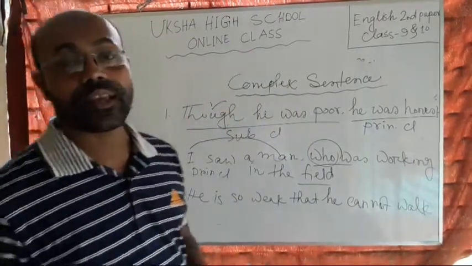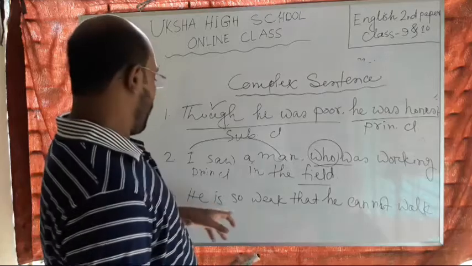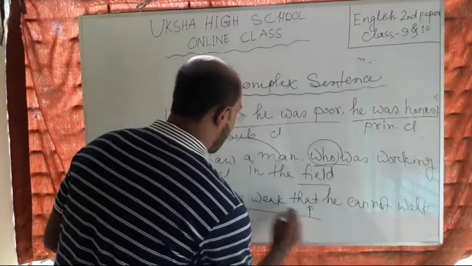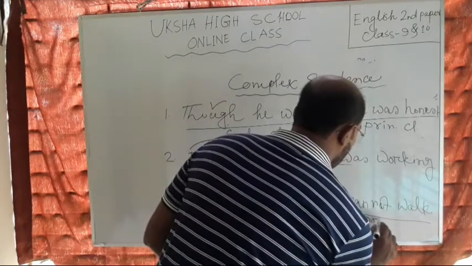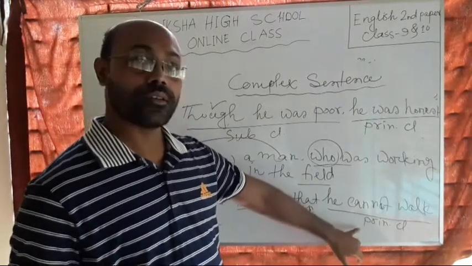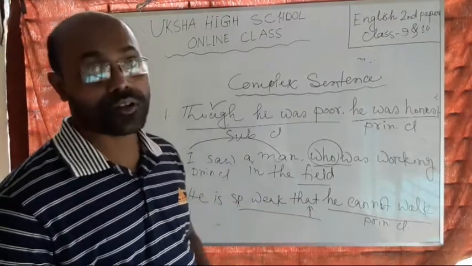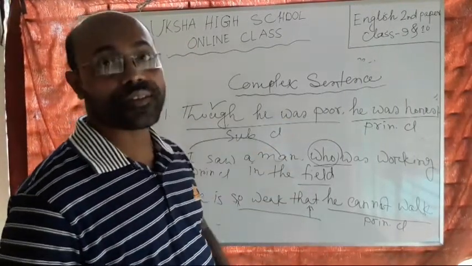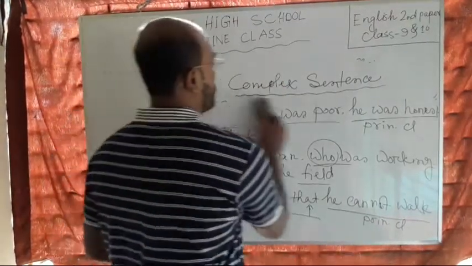He is so weak that he cannot walk. In the sentence, "so that" is the indicator. "He cannot walk" is a meaningful sentence, so it is the principal clause, and "he is so weak that" is the subordinate clause. So dear students, I hope you have understood the complex sentence. Now I am going to discuss the compound sentence.